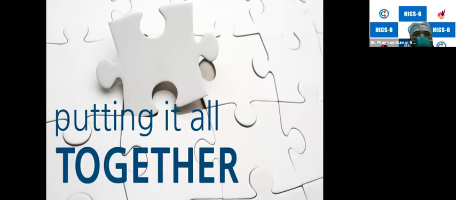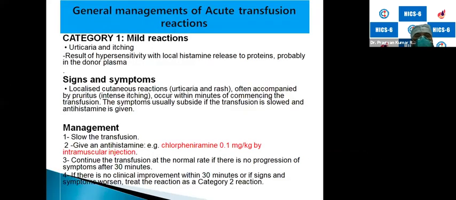So if you want to put it all together, category 1, category 2, category 3, we divide all the reactions. Mild reaction, we'll have some urticaria and itching after giving blood transfusion within 1 or 2 hours. The patient will have a lot of itching, periorbital itching, urticaria, hives, a lot of rashes. Those will be mostly cutaneous within minutes of commencing. So there you have to stop the transfusion.